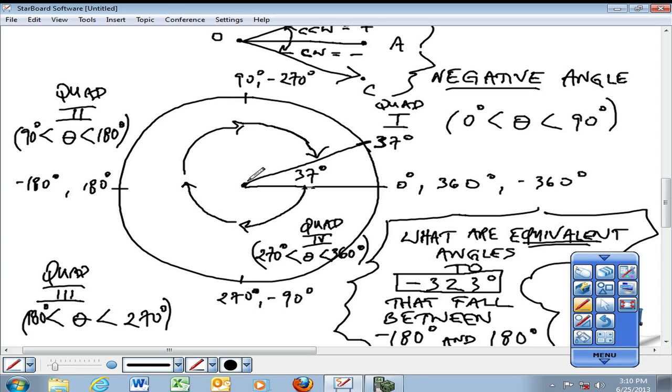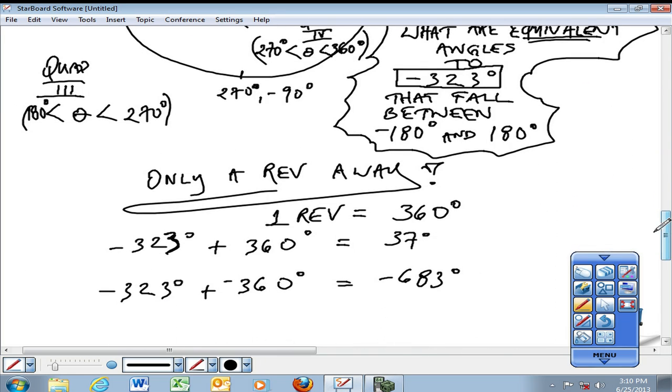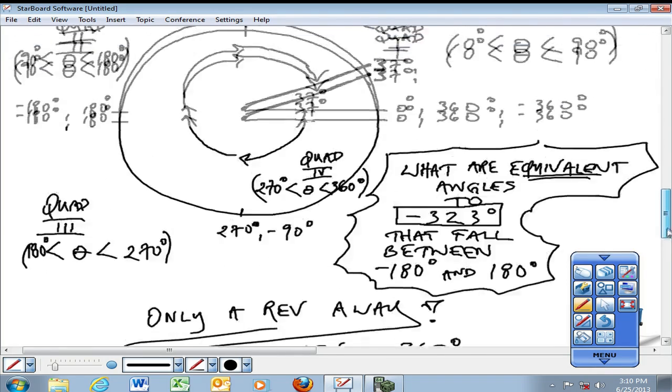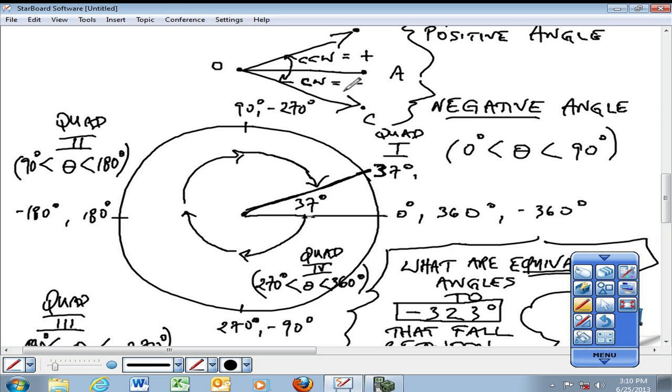So we are in quadrant 1 with 37 degrees. What's important to understand is that here we are at 37 degrees. If we want to take that angle and simply go, remember negative, that's clockwise.